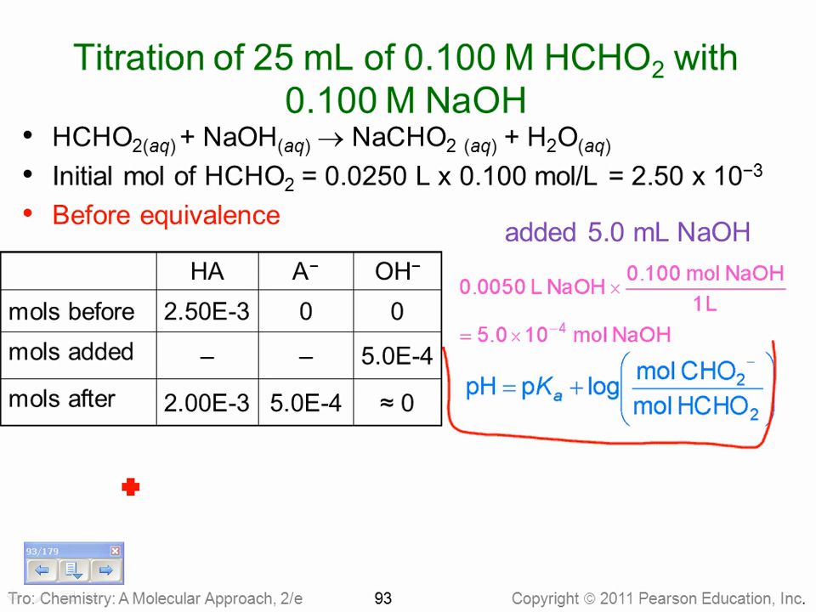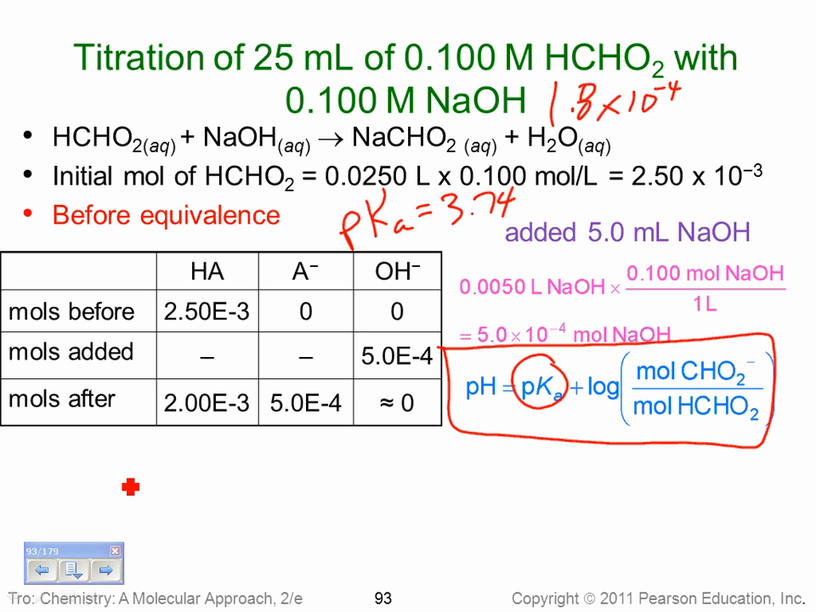So what I'm going to do is use the Henderson-Hasselbalch equation, which says pH is equal to pKa plus the log of the base form over the acid form. The Ka, I believe, is 1.8 times 10 to the minus 4. Is that right? So what is the pKa? Negative log of 1.8 times 10 to the minus 4. 3.74. So that's going to plug in right there.